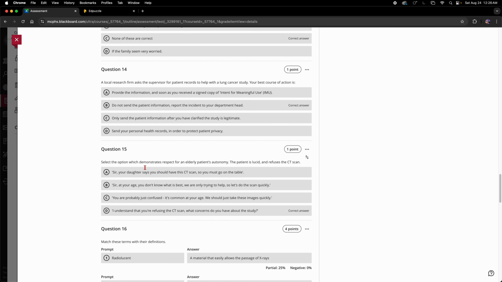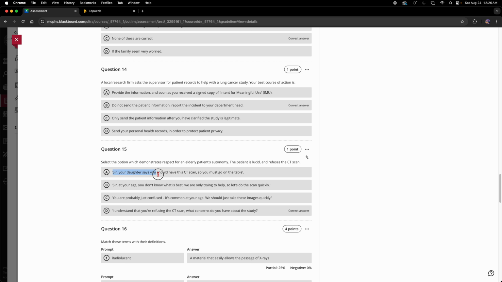Select the option which demonstrates respect for an elderly patient's autonomy. The patient is lucid and refuses the CT scan. Best option: I understand that you're refusing the CT scan. What concerns do you have about the study? Important thing, the patient is lucid. They have all their faculties, right? They can reason, they can ask questions, they understand what's happening. Because they're elderly doesn't mean we should ignore their requests or their preference to refuse the study.